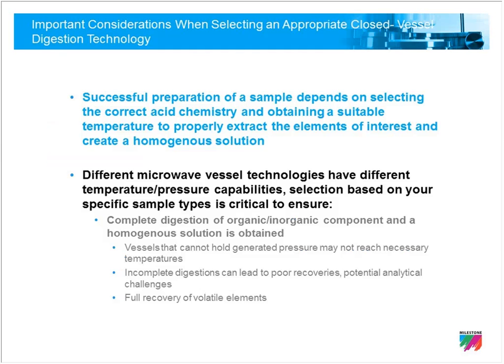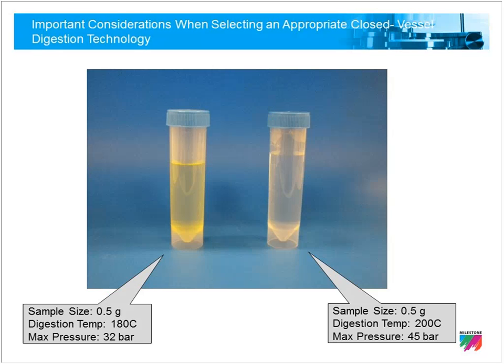So to jump right back in where we stopped, discussing microwave sample preparation and choosing the right vessel, really it's imperative to choose the right vessel that can handle the temperature and pressure needed to successfully digest your sample so that, one, you can get complete digestion of your sample, and two, you can get full retention of your volatile elements. If you selected a vessel that was not capable of achieving those temperatures and holding the necessary pressures, you could have problems getting good data from your samples.